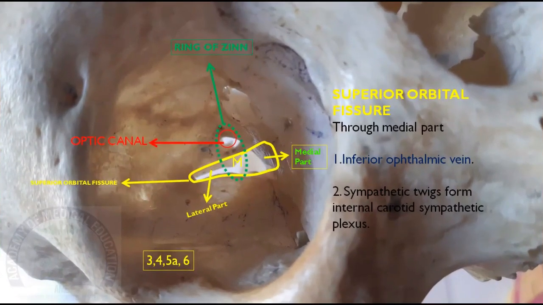Next we come to the medial part of the superior orbital fissure, that blinking area that you are seeing. It transmits the inferior ophthalmic vein, whereas sympathetic twigs form the internal carotid sympathetic plexus.